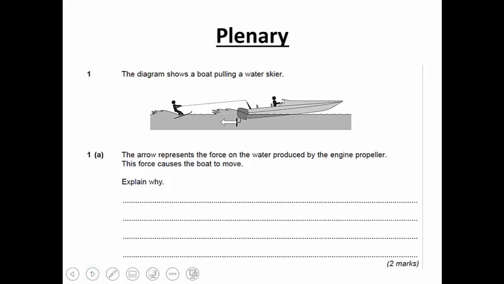Okay, and we're going to finish off by looking at this exam question. The diagram shows a boat pulling a water skier. The arrow represents the force on the water produced by the engine propeller, which causes the boat to move. Explain why. So pause and have a go at that, using that knowledge about equal and opposite forces from today. And then we'll have a look at the answers.